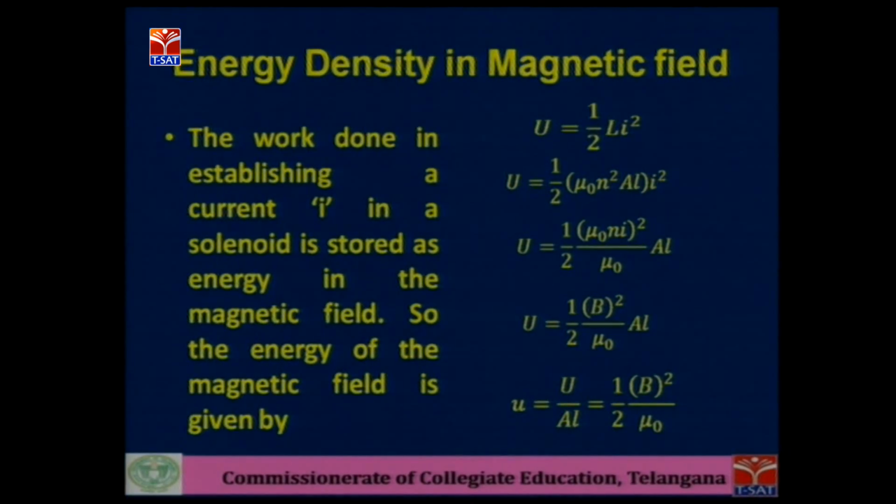Let us see how to calculate the energy density of the magnetic field. Any field will have certain energy in it, because in order to do some work in the field, the work is either done on the field or work is done by the field. This is done at the expense of the energy which is present already inside. How to calculate the energy inside the magnetic field? The work done in establishing a current I in a solenoid is stored as energy in the magnetic field. So, the energy of the magnetic field is calculated as this.